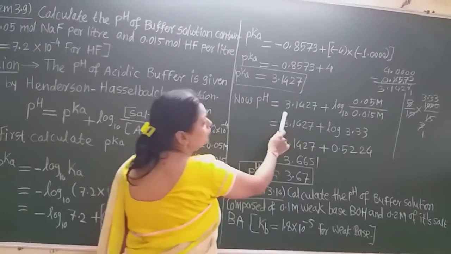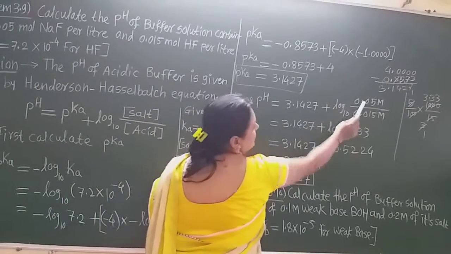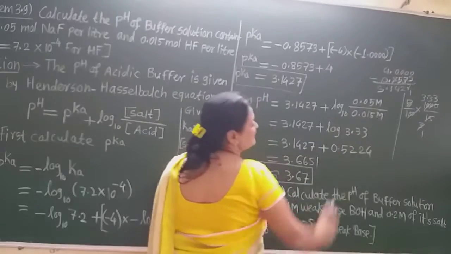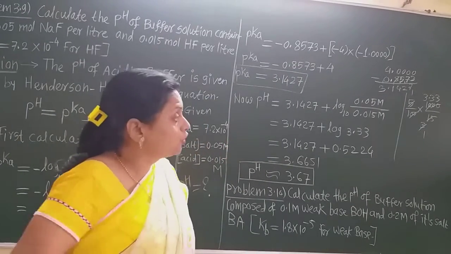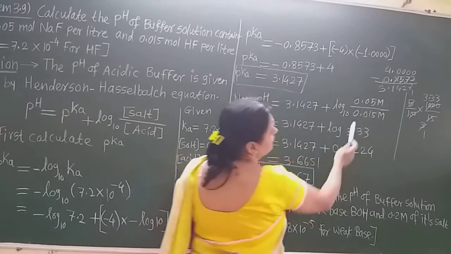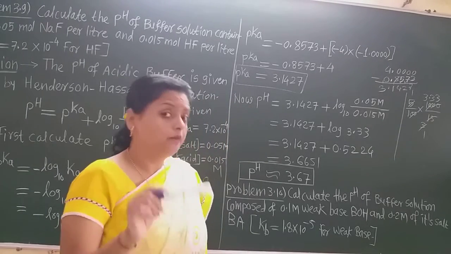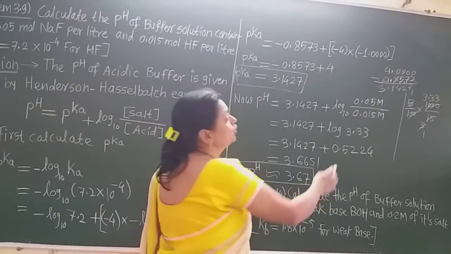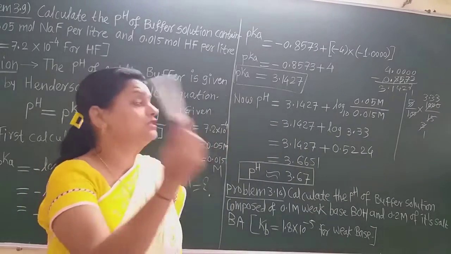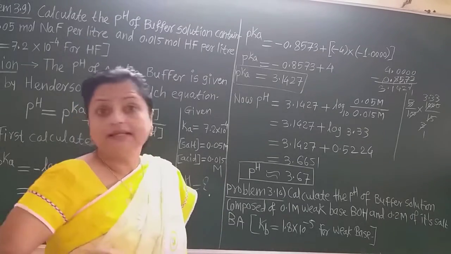So pH is equal to, now this is the value of pKa, plus log to the base 10. Now the concentration of salt is given in the problem, 0.05 molar, divided by the concentration of acid, which is also given, 0.015 molar. Now if we divide this, what will we obtain? Now 0.05 means 5 divided by 100, and 0.015 means 15 divided by 1000.